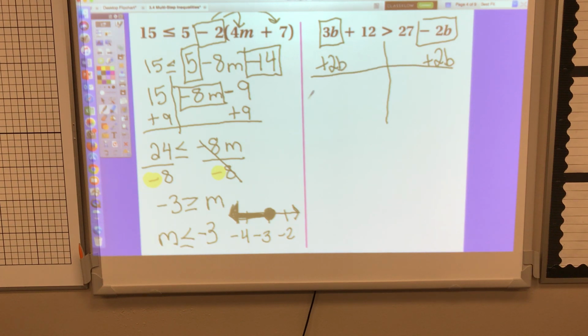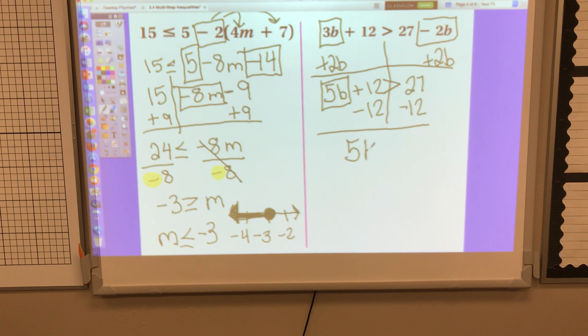leaving me with 5b plus 12. Symbol is still greater than, I didn't change anything, I just did addition, 27. So my goal is to get 5b by itself. Need to get rid of that constant of plus 12, so I'm subtracting 12 on both sides. Again, that's just subtraction, so I'm not worrying about my sign. It stays like it is. So I have 5b is greater than 15.